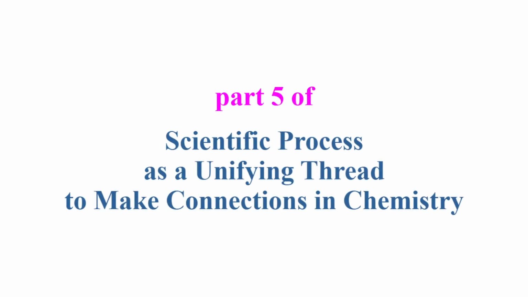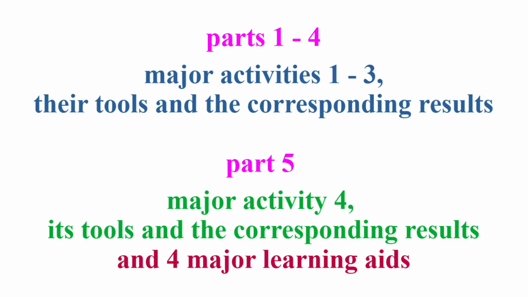Scientific process as a unifying thread to make connections in chemistry. In parts 1 through 4, we discussed in detail major activities 1 through 3 of the scientific process, their tools, and the corresponding results. In this part, we will look into major activity 4, its tools, and the corresponding results. We will also discuss 4 major learning aids that are very helpful to students in their learning process.